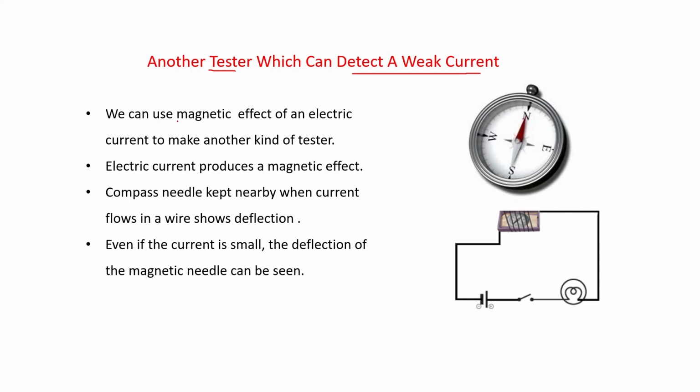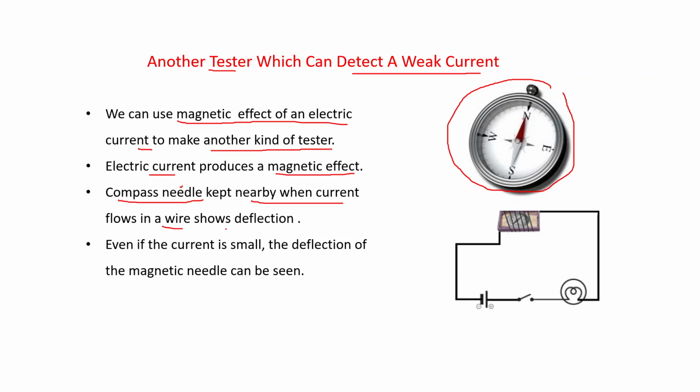And we can use the magnetic effect of an electric current to make another kind of tester. Now again, this magnetic effect of electric current we have discussed in the lower class. Electric current produces a magnetic effect. Compass needle. You are familiar with this? This one is a compass needle. Kept nearby when current flows in a wire, it shows deflection. Even if the current is small, the deflection of the magnetic needle can be seen.